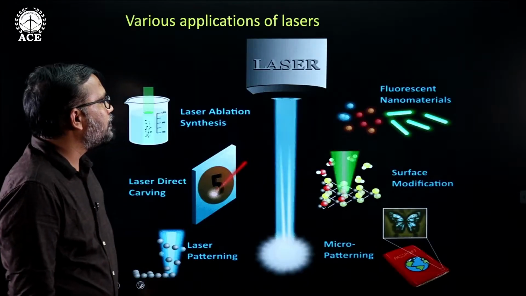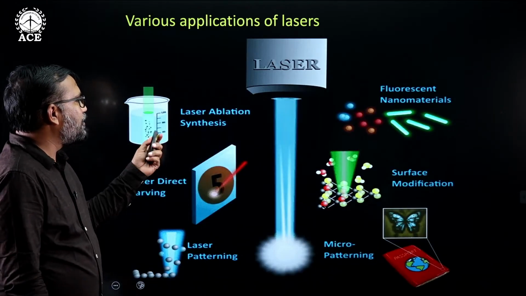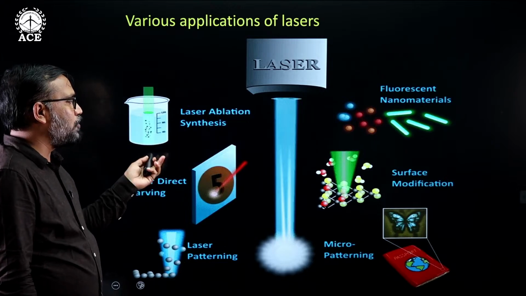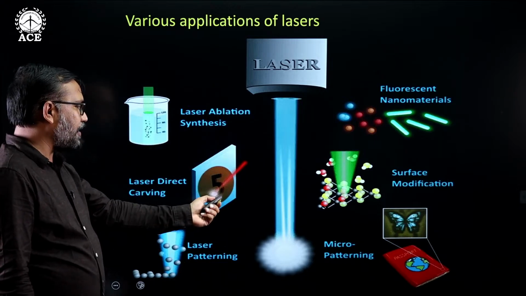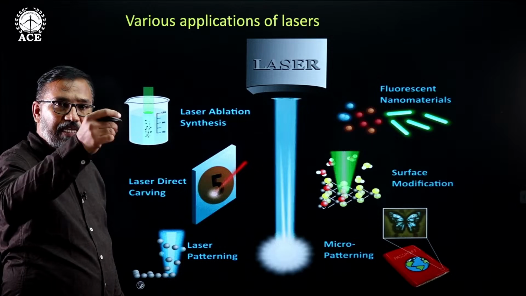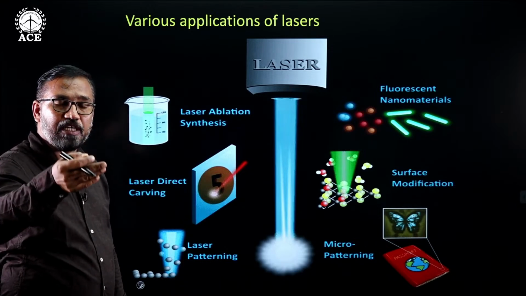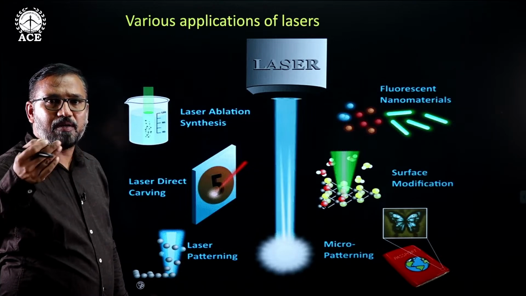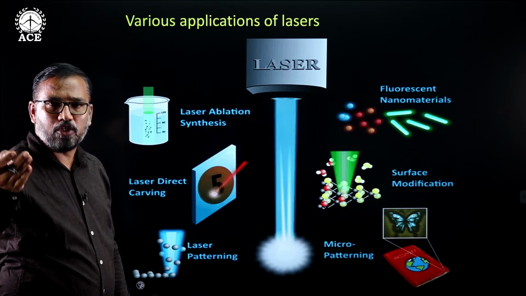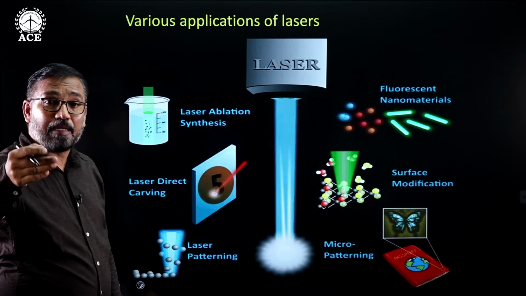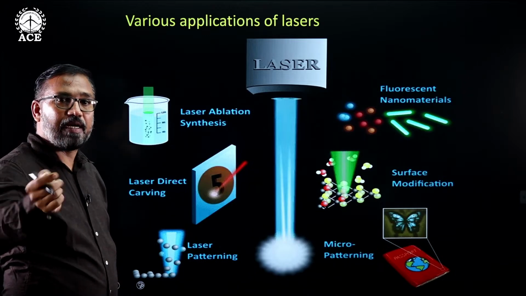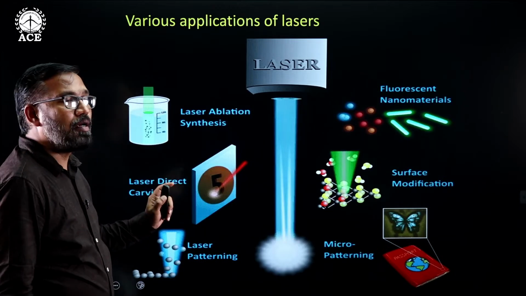Next, in chemistry, we can do laser ablation synthesis. So with fine carving, we can get the design. Whatever design we want can be achieved with the help of laser. With other mechanical instruments, we can't get a precise carving. We can get that precise carving with the help of laser.